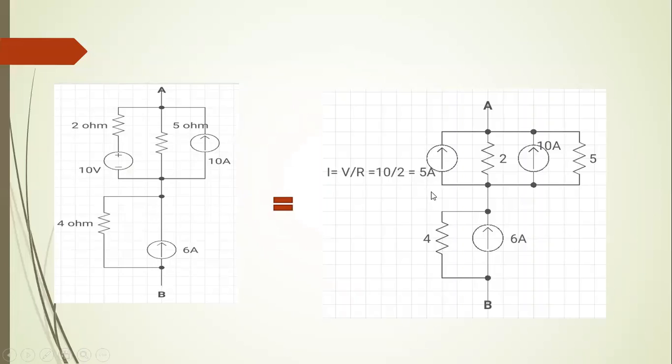So now the two current sources have been connected in parallel. We know from the basic operations that if two current sources are connected in parallel, the algebraic sum of the two current sources is nothing but the sum of the two current sources, I is equal to I1 plus I2.